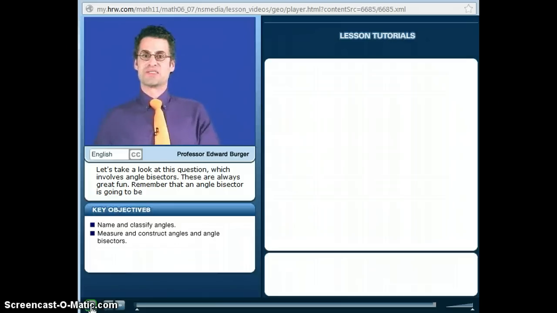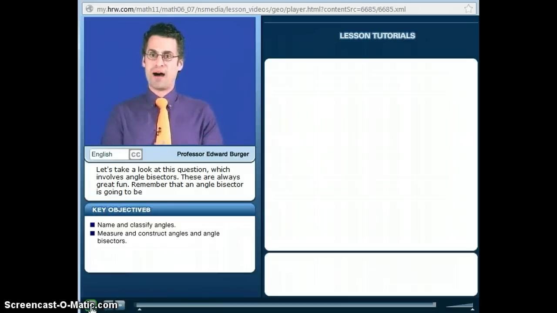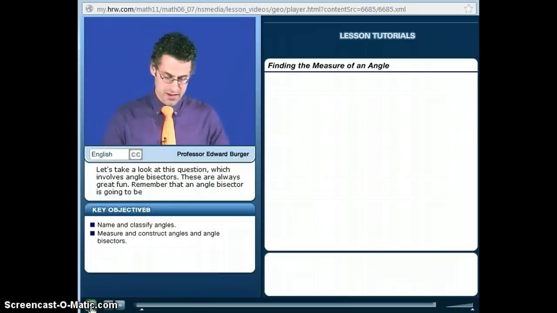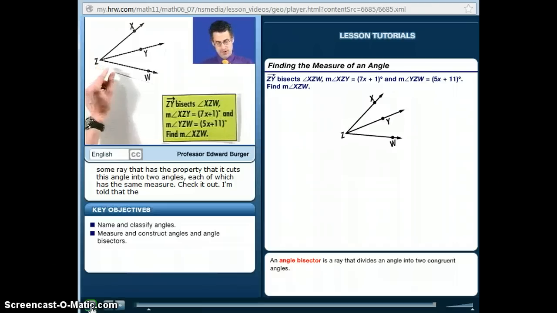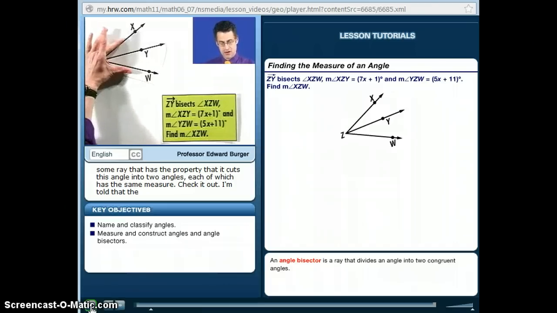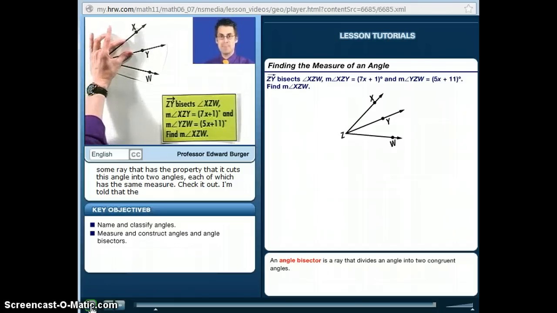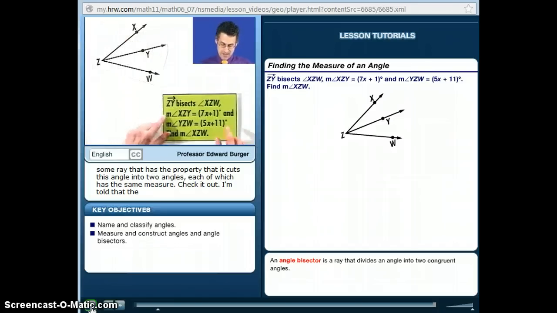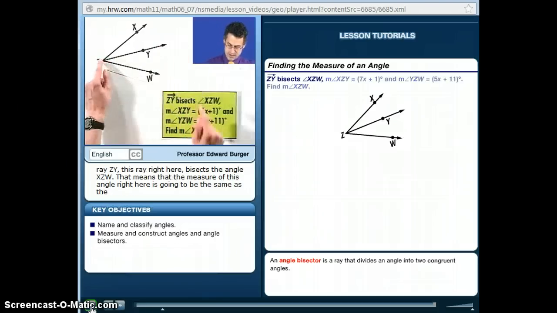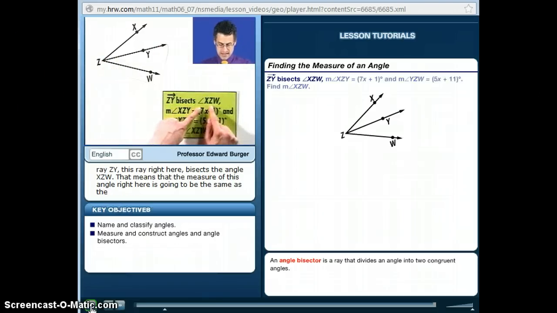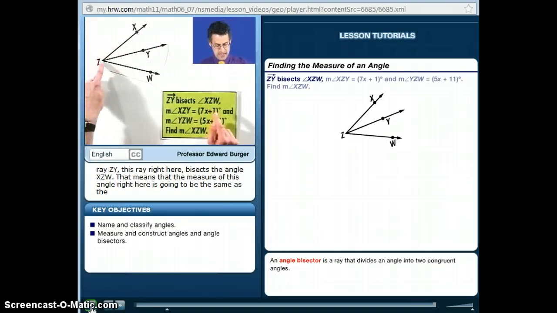All right, let's take a look at this question, which involves angle bisectors, and these are always great fun. So remember that an angle bisector is going to be some ray that has the property that it cuts this angle into two angles, each of which have the same measure. So check it out. I'm told that the ray ZY, which is this ray right here, bisects the angle XZW.